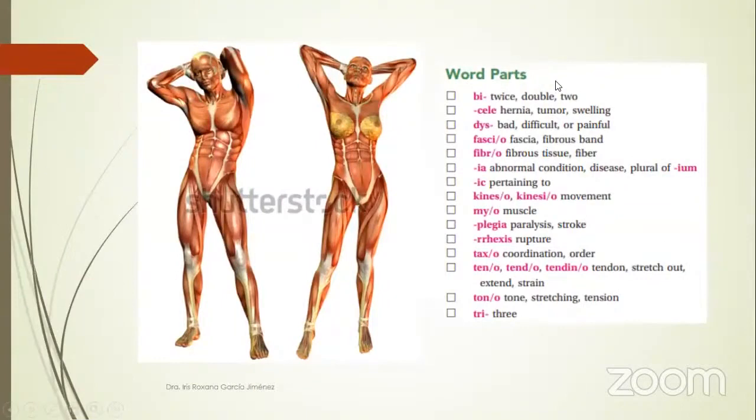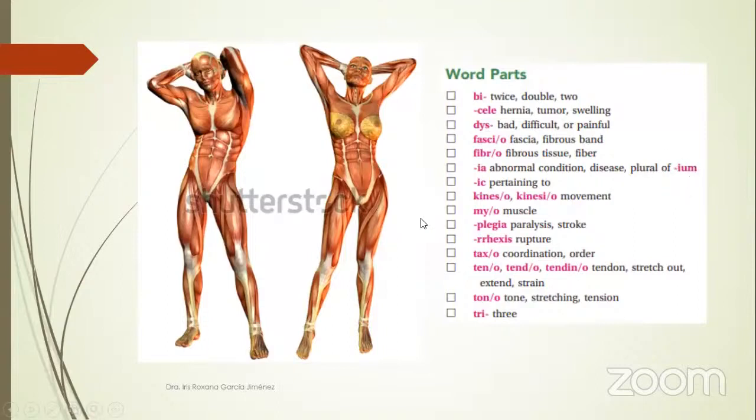The word parts, again, we have this prefix. When we see some word or some prefix and a hyphen, we know that it's a prefix, the same as in Spanish. Twice, double, or two to be. The suffix -cele: hernia, tumor, swelling. Prefix dys-: bad, difficult, or painful. Word root fascia: fibrous band. Fibro: fibrous tissue, fiber. Suffix -osis: abnormal condition, disease, plural of -osis.